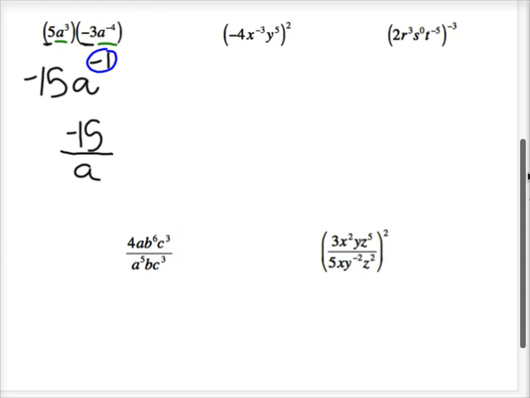All right, let's move on to the next one. So we have -4x to the -3, y to the 5th, all squared. All right, so what I'm going to do first is take that squared to everything. So this is a power of a power now. So kind of consider distributing that power of 2 in. So the power of 2 goes to my -4. Well, -4 squared is 16.